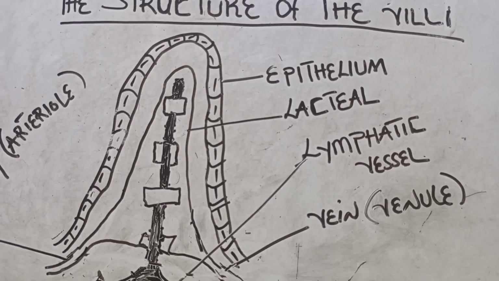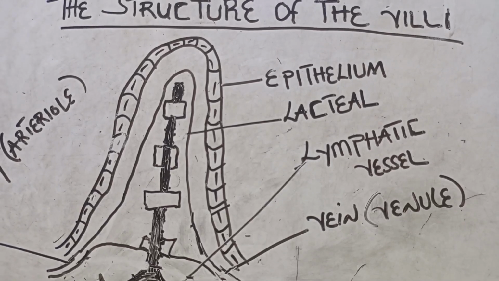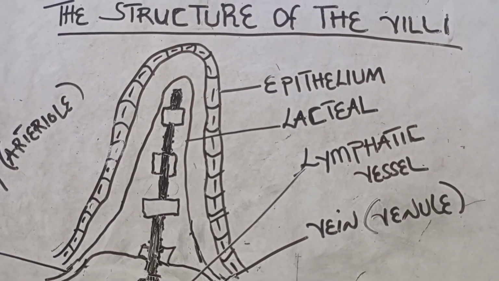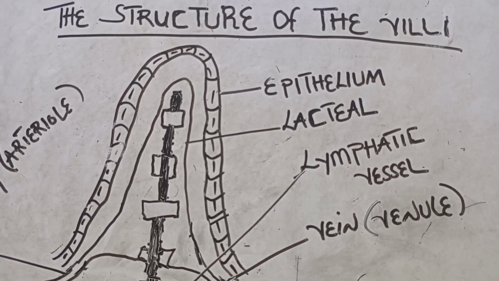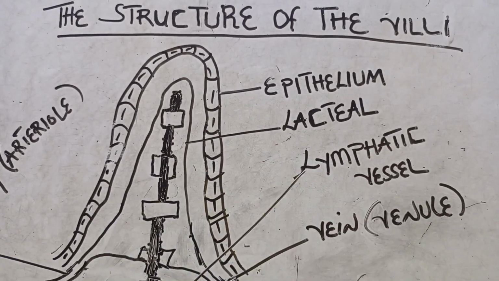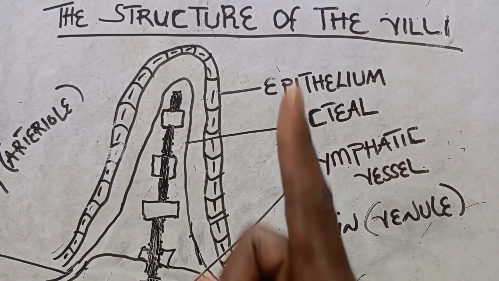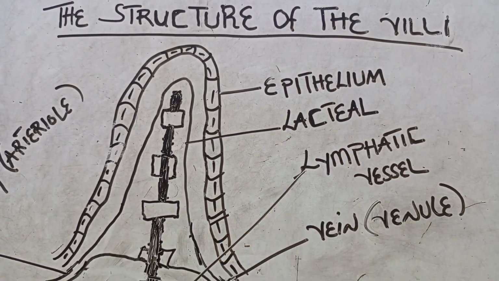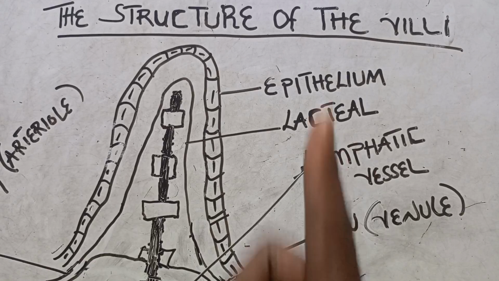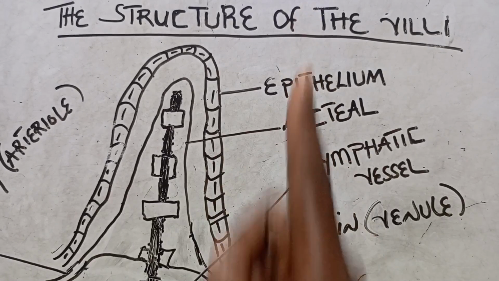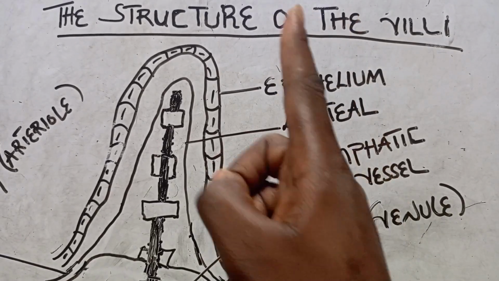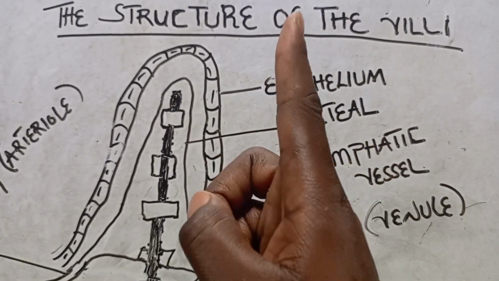Okay, so this is the structure of the villi. We can see it's like a finger projected. When we are talking about the finger that is projected, it's like a finger that is pointing like this. It's like a finger that is projecting. Have you seen? My finger is projecting. It's like a pointing finger.